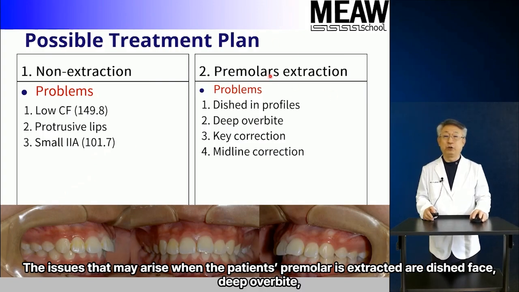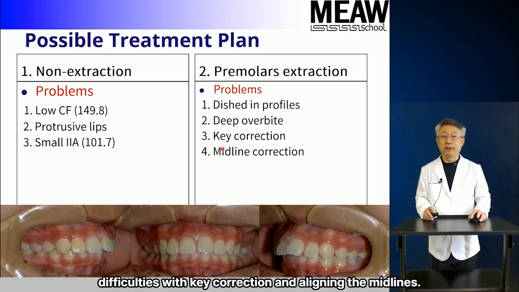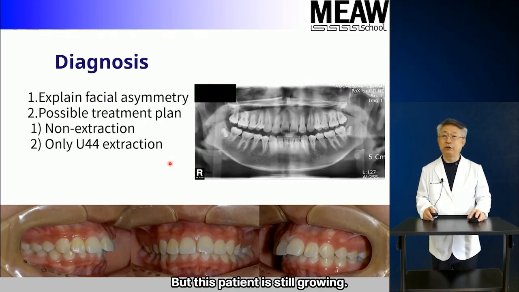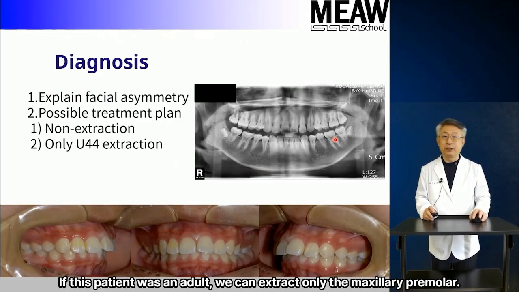The issues that may arise when the patient's premolar is extracted are dished face, deep overbite, difficulties with key correction and aligning the midlines. But this patient is still growing. If this patient was an adult, we can extract only the maxillary premolar.